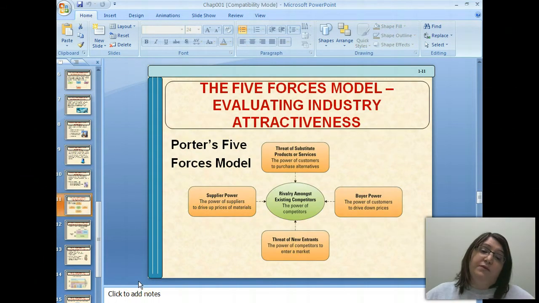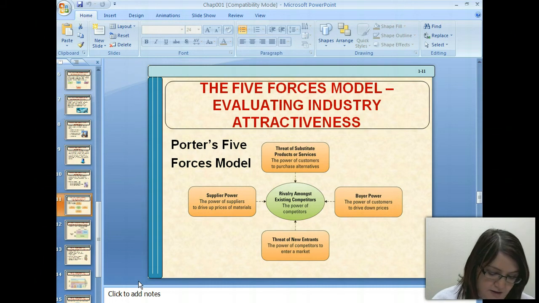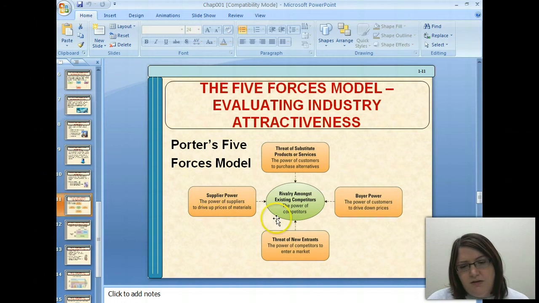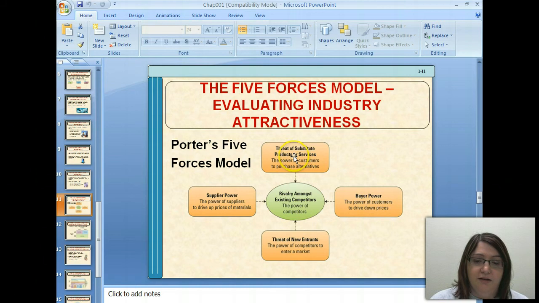Okay, the Porter's 5 forces, you're going to see that a lot. So it's a good thing to learn, and it's a good thing to remember, because when you get into strategic management, you're going to actually have to create a 5 forces model for a company. Now, there's 5 parts. The main part is the rivalry within the industry, so the competition. And it's surrounded by different things that can affect your power within that industry. Buyer power, the more power they have, the more you have to cater to their needs. The less they have, the more you can decide what you sell.